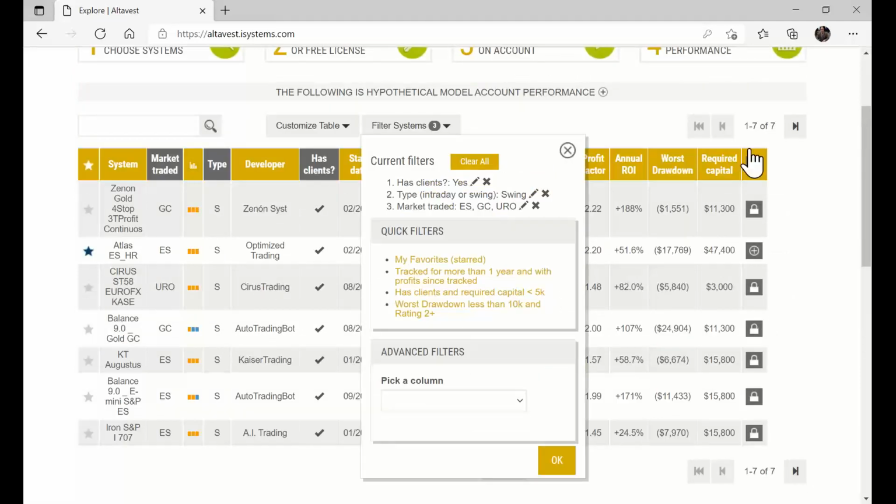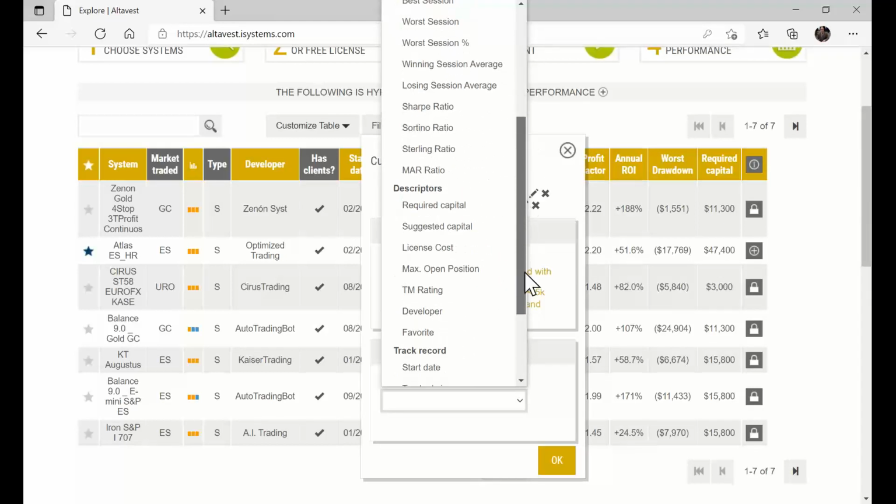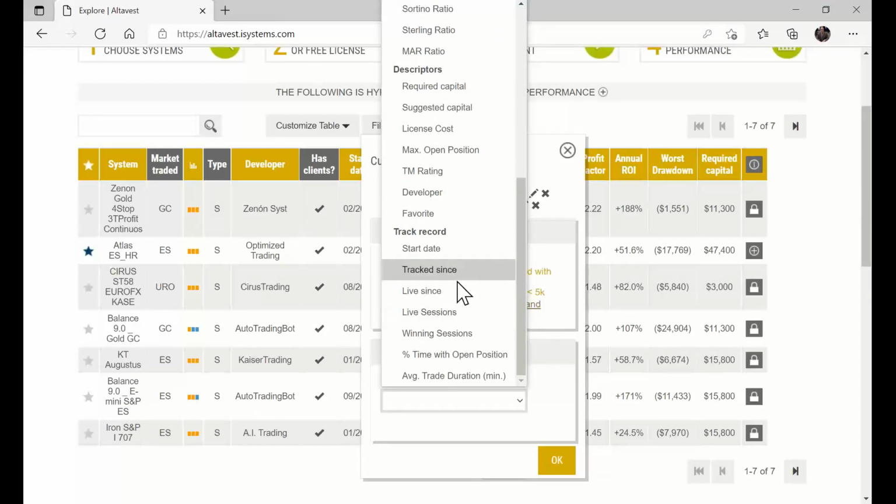Okay, so now you have 7 systems that meet these particular filters and this criteria. And you could even drill down even further. Perhaps we're looking at track record and annualized. Take a look here.